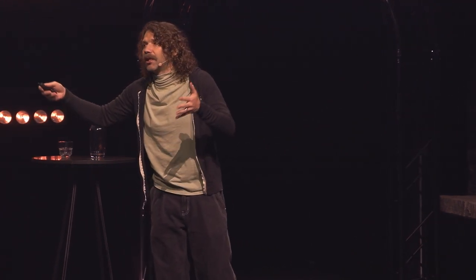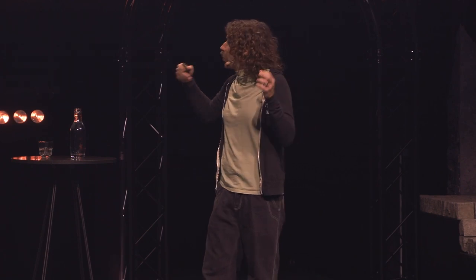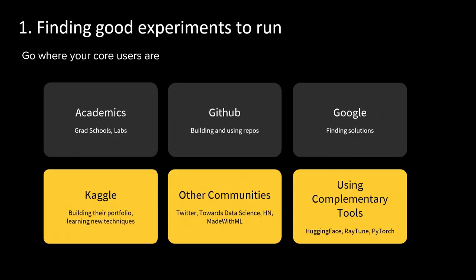Well, go where your users are. Spend time in their communities, those places where they're spending time. In the machine learning world, there's a really cool community called Kaggle, which is a kind of machine learning competition website. We have members of our team that are Kaggle grandmasters that really understand that world. Towards Data Science, Hacker News, Twitter, GitHub has been an incredible place for us to generate community and drive awareness.